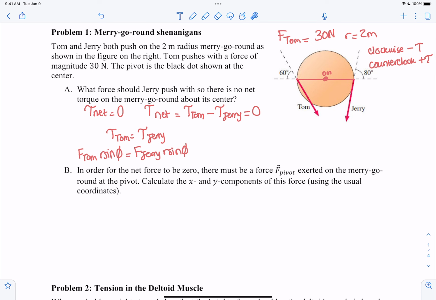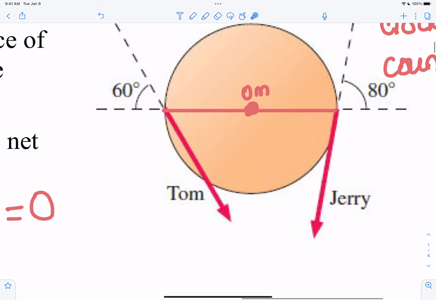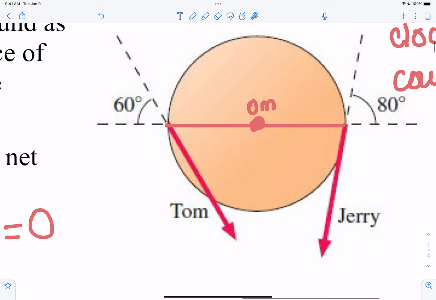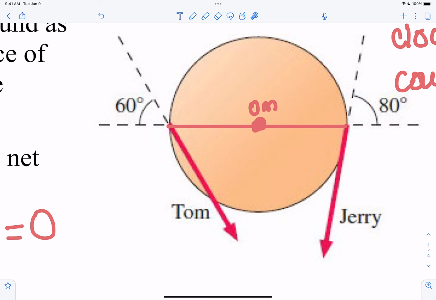For Tom, we know that he pushed with 30 newtons. We know the radius here, they're on the edges of the circle, so the radius for both is going to be 2 meters, right? But they push at different angles. So the angle here is also important, and there's a really easy way that I think about it. The angle that you use, phi, is the angle that's sandwiched in between the force and the radial line. So I have this 60-degree angle here, right?